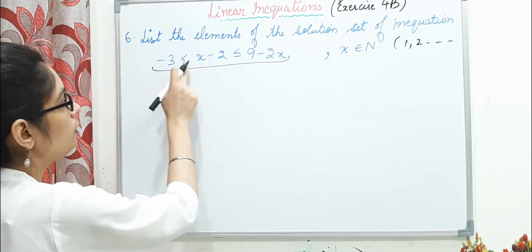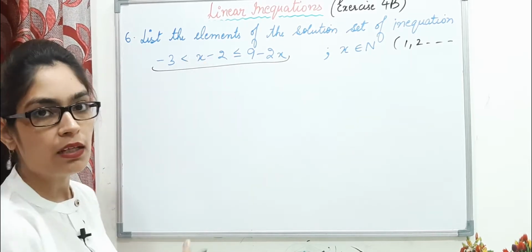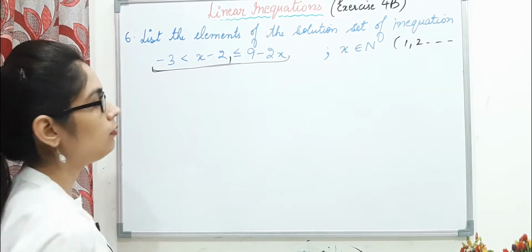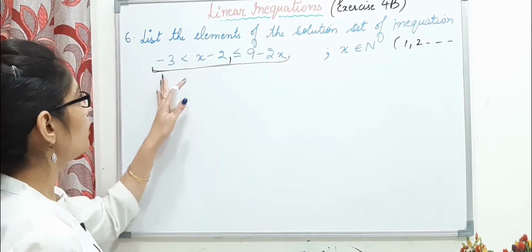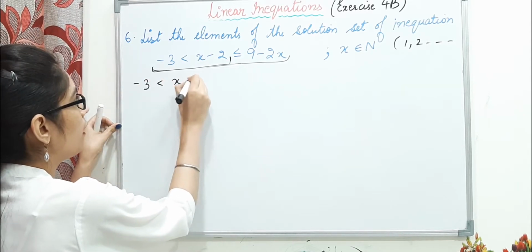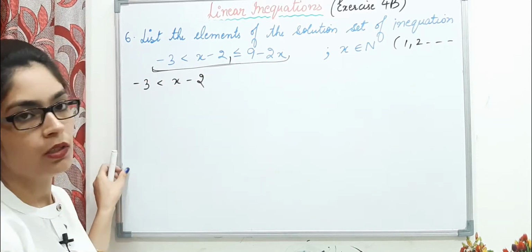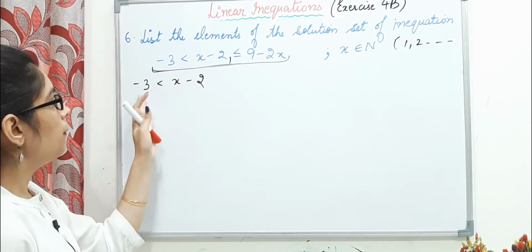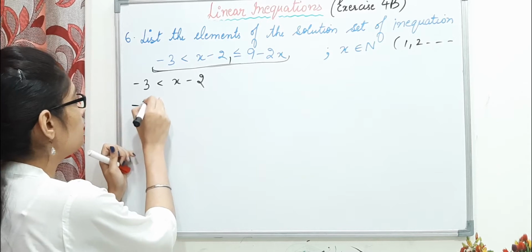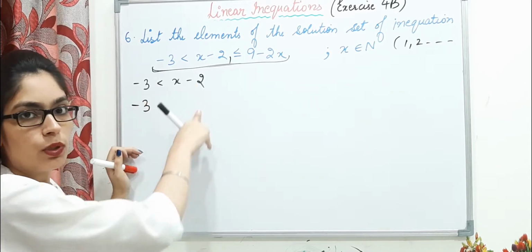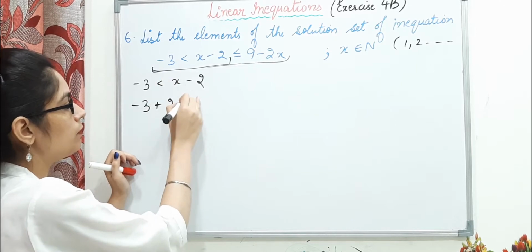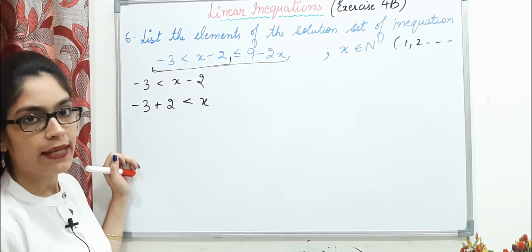Let's start. Two times the sign of inequality is there, so we'll divide it into 2 parts and solve it part by part. First I'll take this one, minus 3 less than x minus 2. Very simple. Minus 3 and minus 2, these are like terms, so I'll write these two together. Minus 3, minus 2, on changing the side it will be changed to plus 2. This sign will remain the same, x.